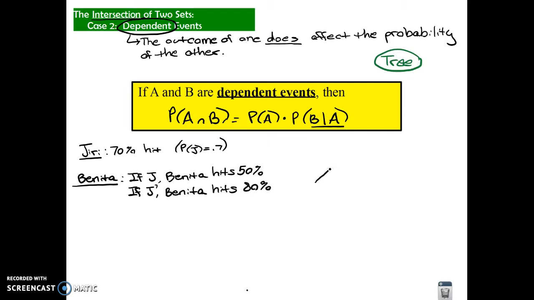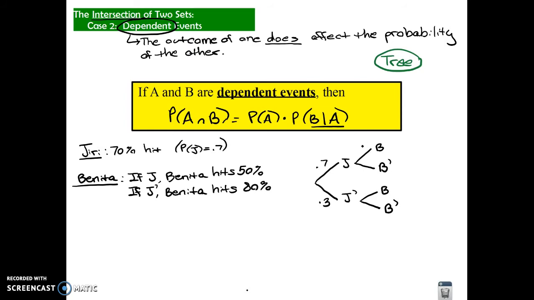For the first event, there are two possibilities. Either Jerry hits or Jerry misses. We know that this has a 0.7 chance and this has a 0.3. From there, for each of these, either Benita hits or Benita misses. So we have the same outcomes that can occur, but with different probabilities.